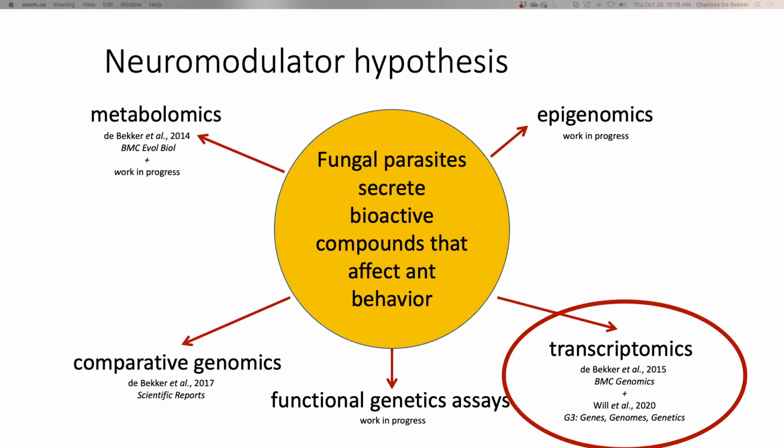Now we look at this question from multiple angles. As you can see here, we use multiple omics techniques to look at this. And this is giving us some new hypotheses about some of the genes and compounds that might be involved in this process. And then what we're doing right now is moving on to functional genetics assays to test those new hypotheses. Now, I don't have time to talk about all these things, so I'm going to show you a little bit about the transcriptomics work that we have done that have led to those hypotheses.